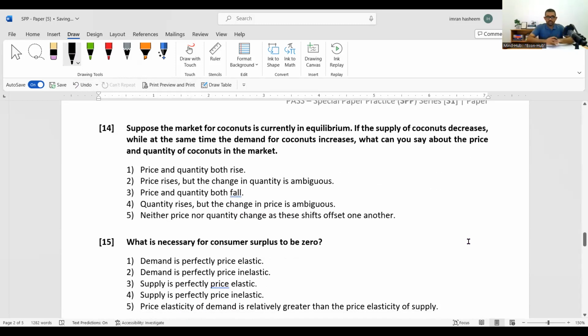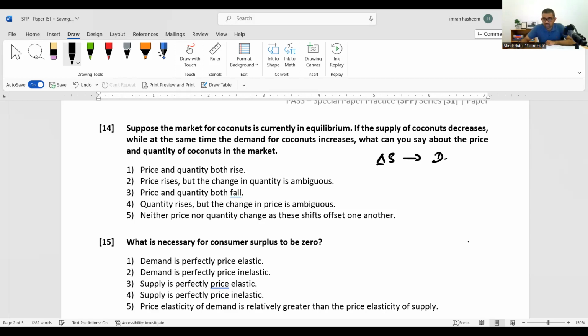Question 14. Suppose the market for coconut is currently in equilibrium. If the supply of coconuts decreases while at the same time the demand for coconuts increases, what can you say about the price and quantity of coconuts in the market? So supply is decreasing. I'll just take the summary out of it. Change in supply: the supply of coconuts decreases.